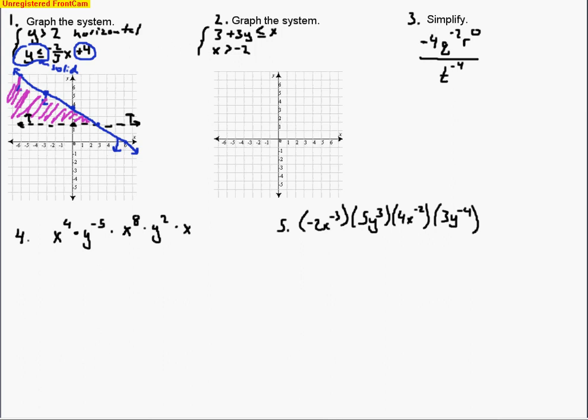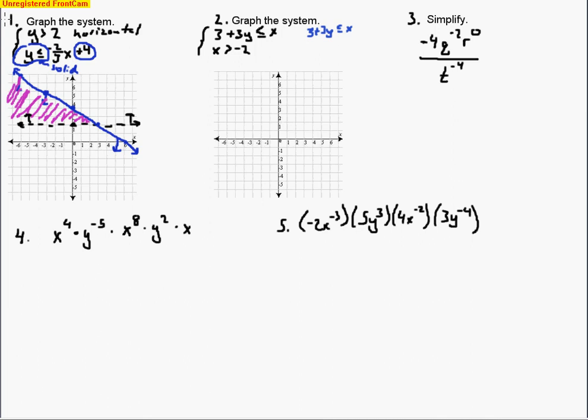Our first line has 3 plus 3y is less than or equal to x. You've got a choice here. It's not in slope-intercept form. You could put it in slope-intercept form, or you can use x and y intercepts. I'm going to try x and y intercepts on this next one. So what I'm going to do is take this 3y and move it to the other side. Let me rewrite my equation here: 3 plus 3y is less than or equal to x.